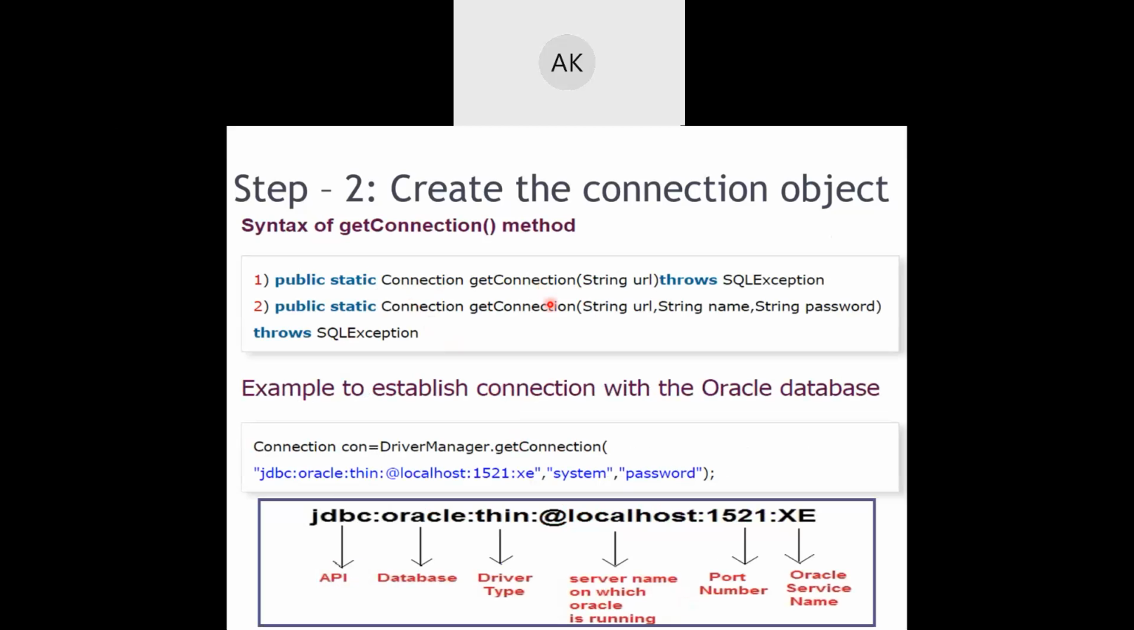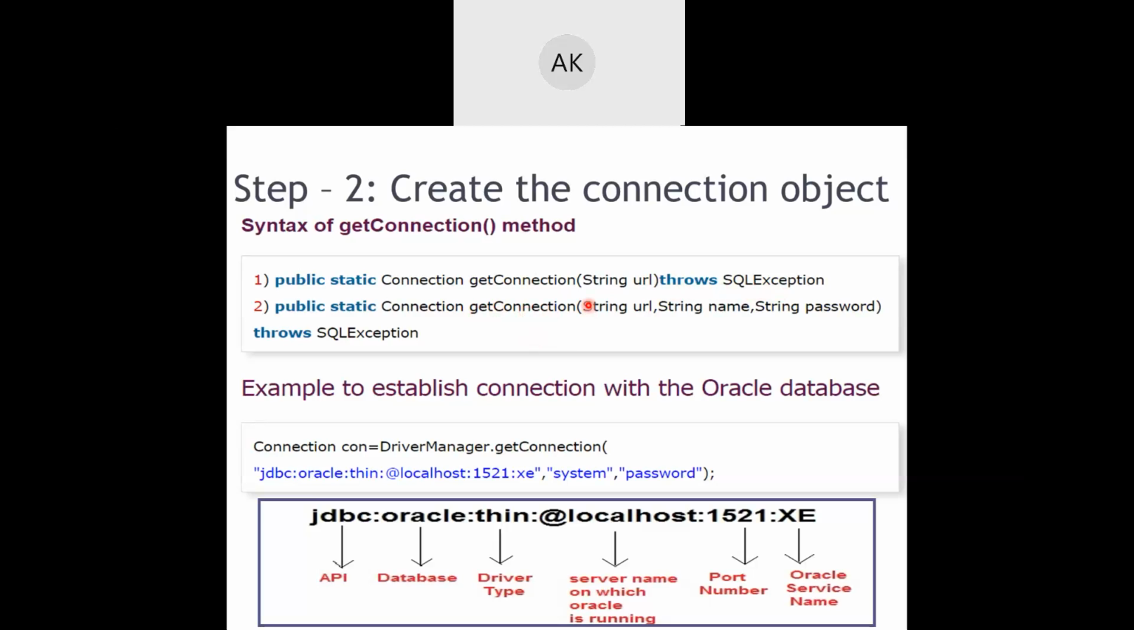getConnection comes in two overloaded methods. One of the methods is a public static method and it returns an object of Connection type. The name of the method is getConnection. It takes a URL. This URL will say where exactly our database is located. And it throws SQLException. If the connection doesn't succeed, it will throw that SQLException to the caller.